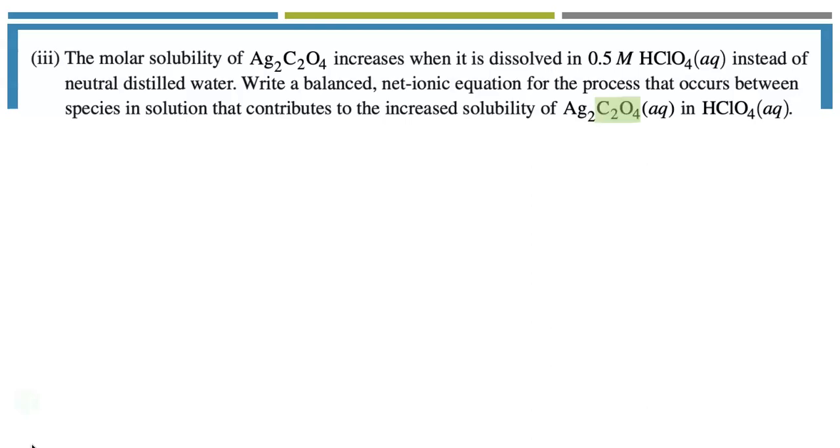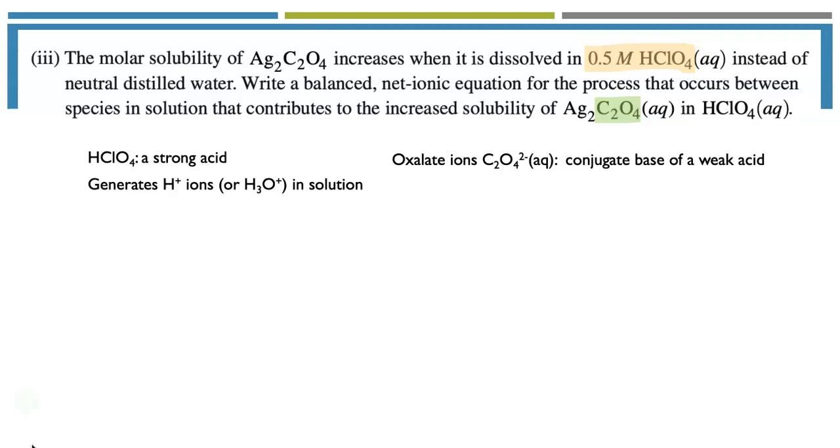The key is that we've got these oxalate ions in solution, but we're doing it in the presence of perchloric acid, HClO4, which is a strong acid. You've memorized your strong acids, right? If you haven't, start working on that. And we know that acids generate H+ ions or hydronium ions in solution. And the oxalate ion is the conjugate base of a weak acid. And so what we can do is have an acid-base reaction where the H+ ions from the perchloric acid react with the oxalate ions. So essentially we're going to remove oxalate ions from solution. And that's going to end up shifting the equilibrium for the silver oxalate to the right.